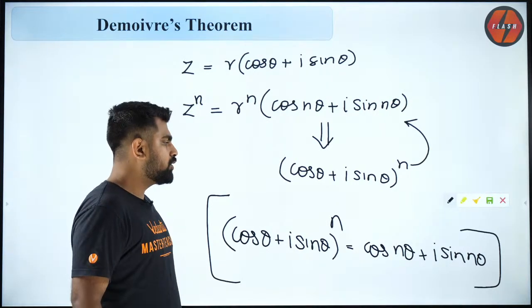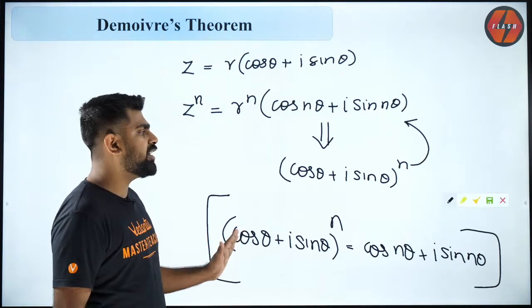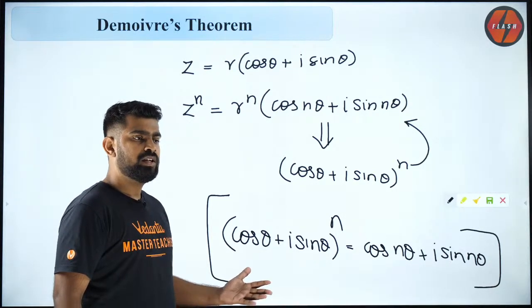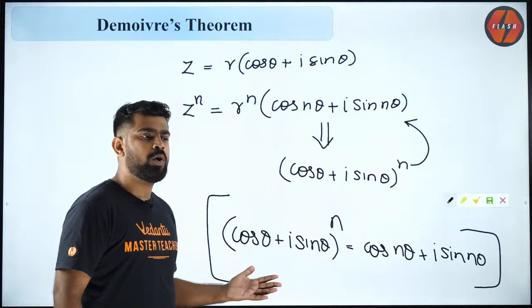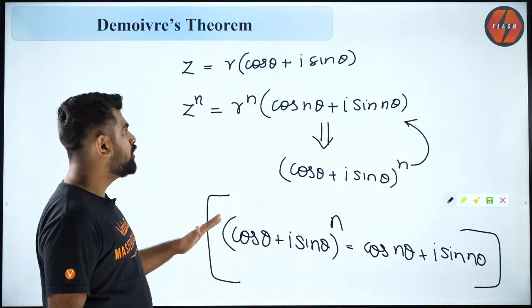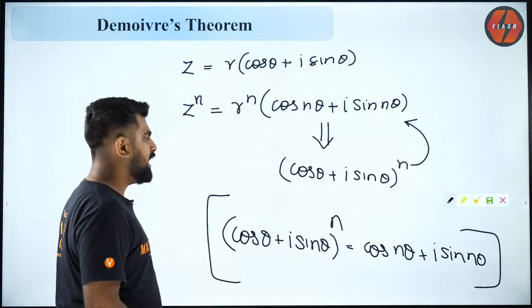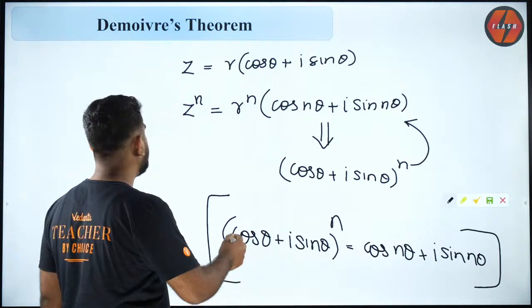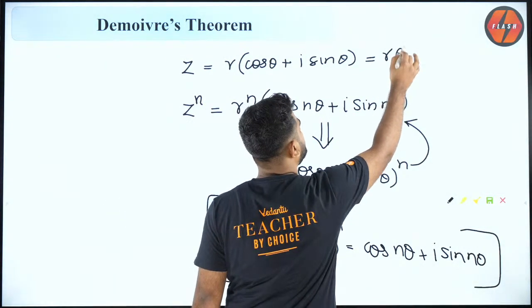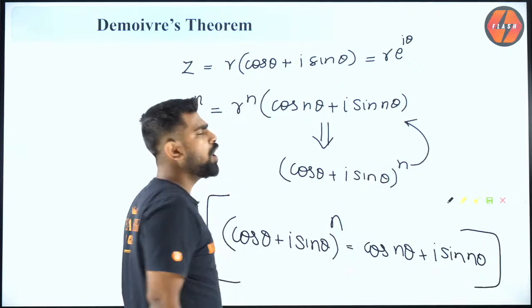Now many of you might be interested in knowing, sir, how is this happening? Let me give you an idea. First of all, can I say the same z can be written as r e to the power iota theta? Are you all okay with that?